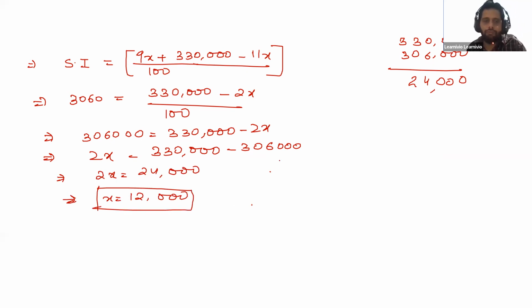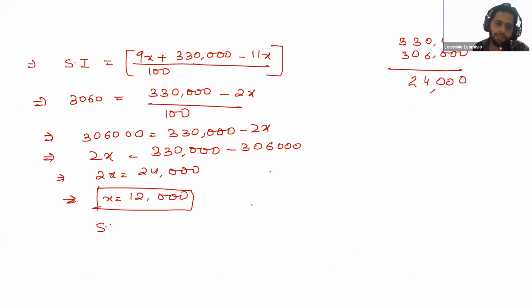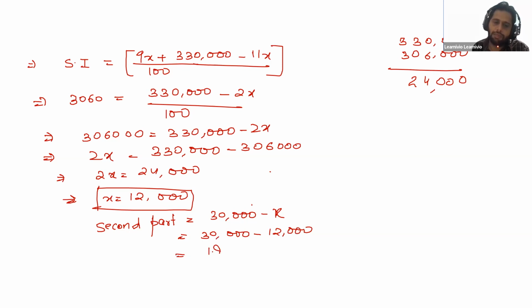So in this question, what we need to find? We need to find the first and second part. Okay. So first part we get this. What is the second part? Second part is equal to 30,000 minus x. So this will give us 30,000 minus 12,000. Okay, so this will give us 18,000. So this is your second part, and this is your first part. Okay, so first part is 12,000.